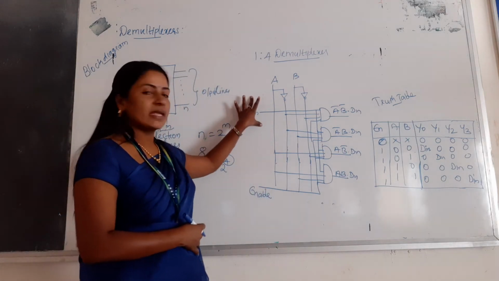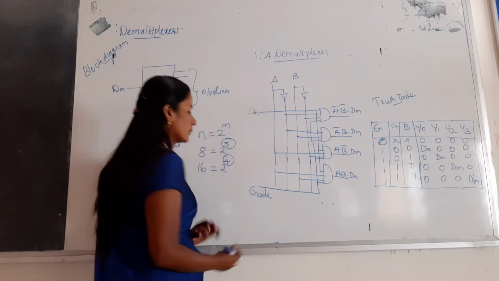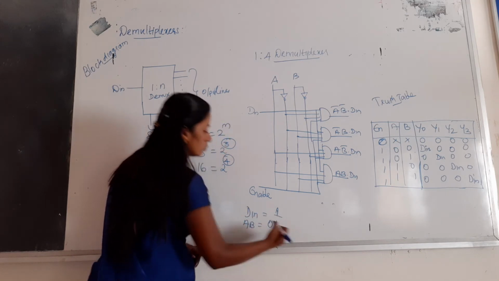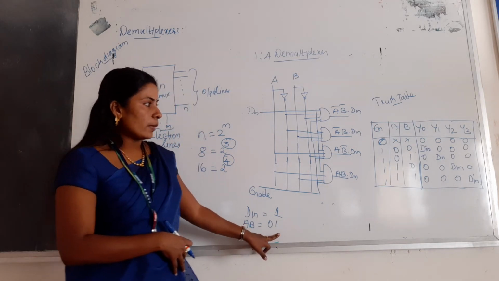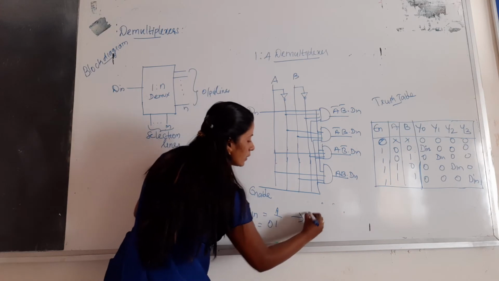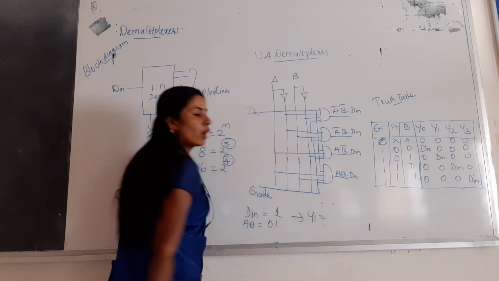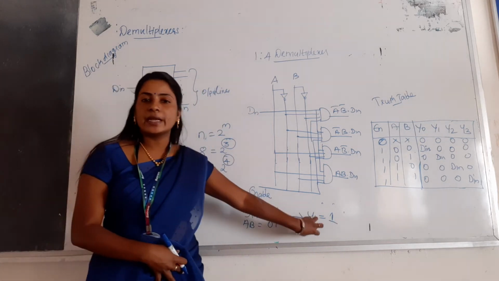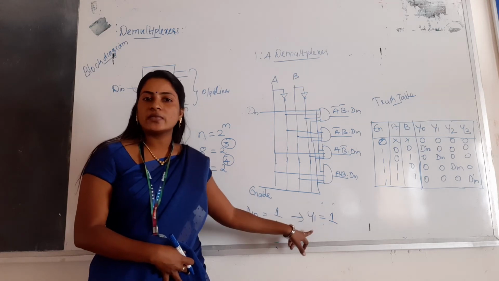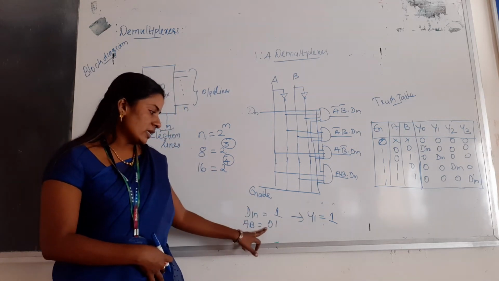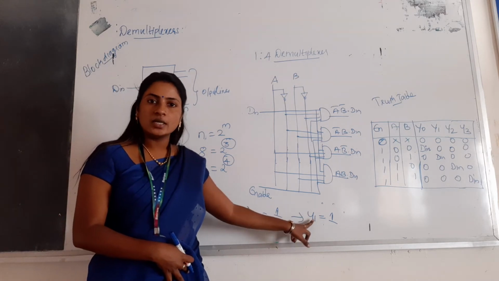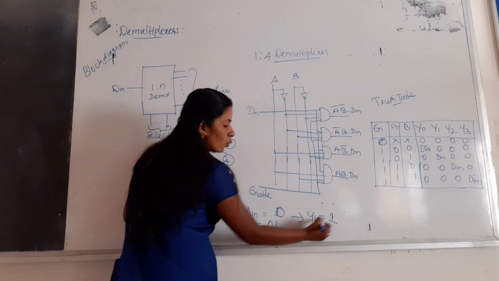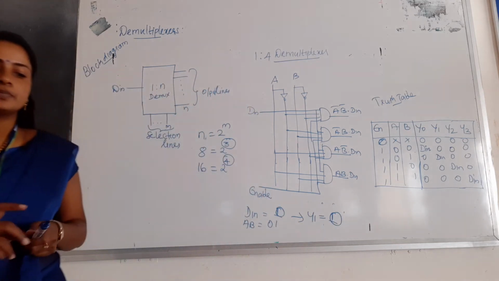Understood now? If DIN is 1 and AB are 0, 1, then y1 will be activated. So y1 is equal to DIN, that is nothing but 1. So the DIN value we will get through any one of the output lines. To activate the output line, we need the selection line. See, the selection line is 0, 1, so y1 is activated. Through y1 you will receive DIN. DIN is 1 here. If DIN is 0, y1 will be 0.